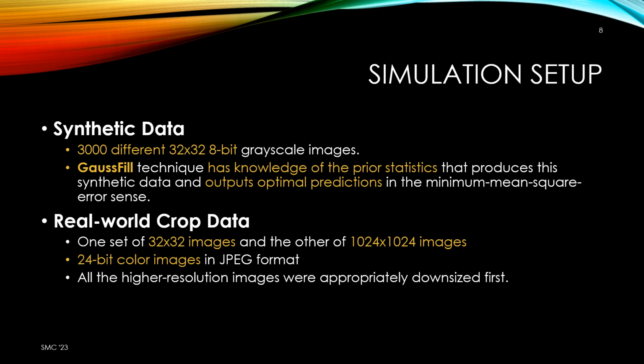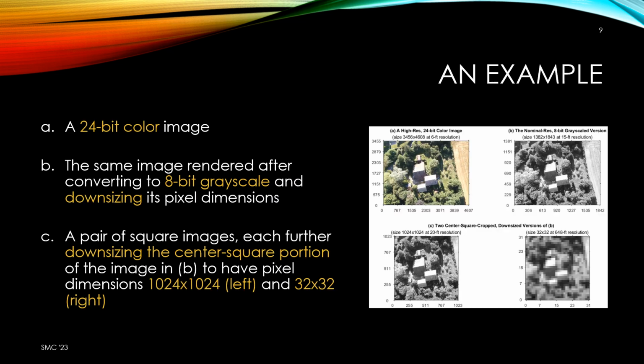Now, the second type of data that we have used in this paper is real world crop data. One set of 32 by 32 images is there, and a different set contains 1024 by 1024 images. These are all 24-bit color images in JPEG format, so we had to convert them to grayscale images, which I'll talk about in the next slide. Now, all the high resolution images were first downsized to match 1024 by 1024 uniformly across all the images.